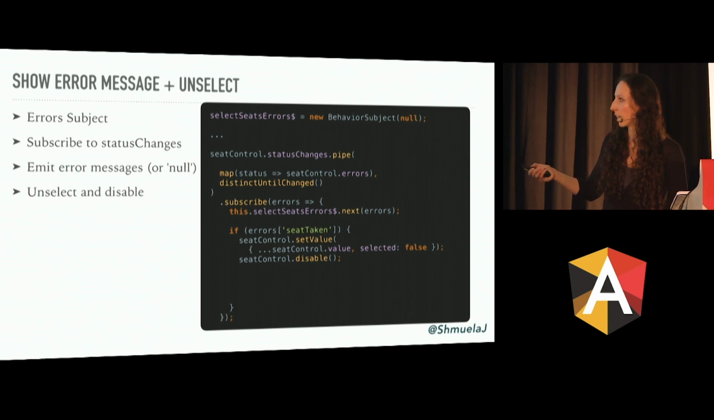I'm also looking if there's an error of seat taken, and if there is, then I set the value to the same value but selected false. That's how I unselect it, and I also disable it.